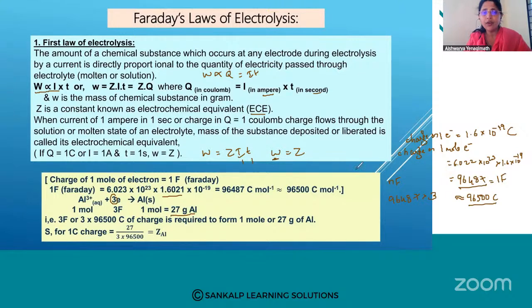So 3 Faraday, you approximate it. They have approximated 96,500 into 3. That much charge is required to form 1 mole or 27 grams of aluminum. Yes. So for 1 coulomb charge, how much? Substitute that, simplify, you will get the answer. Is that clear? So this is all about Faraday's first law of electrolysis.